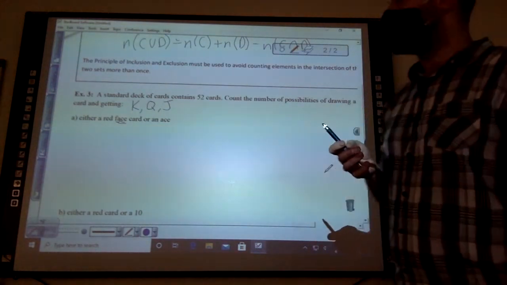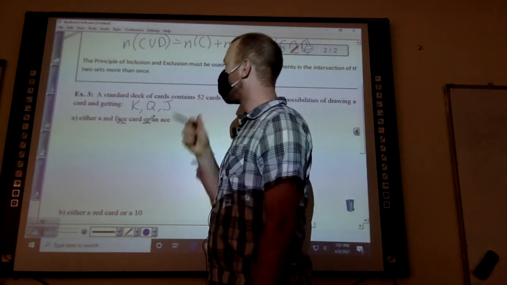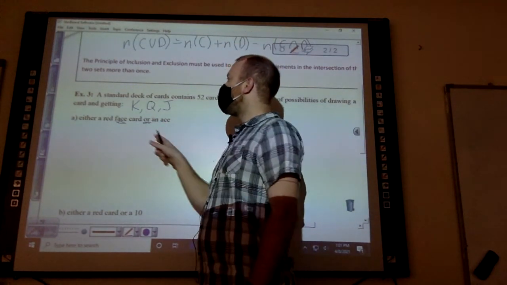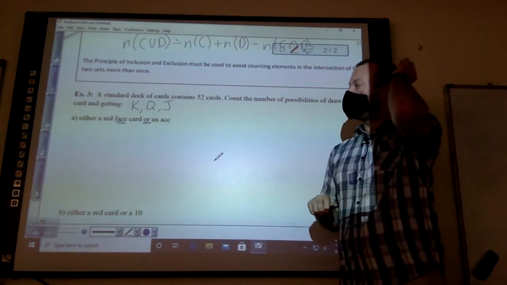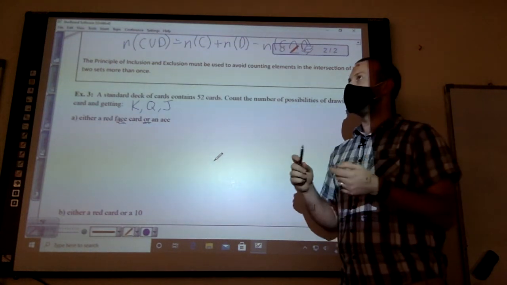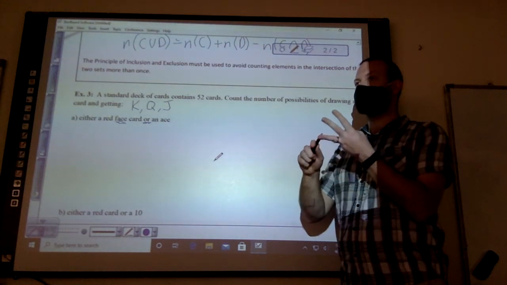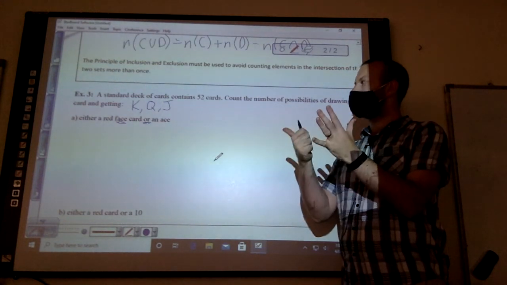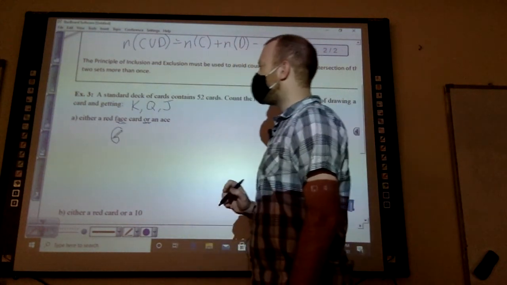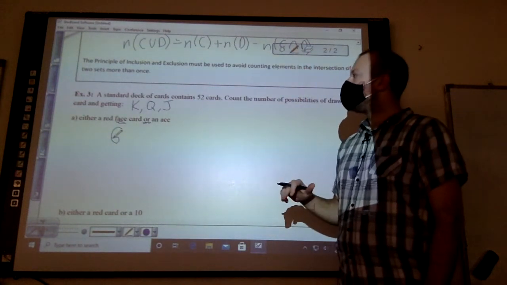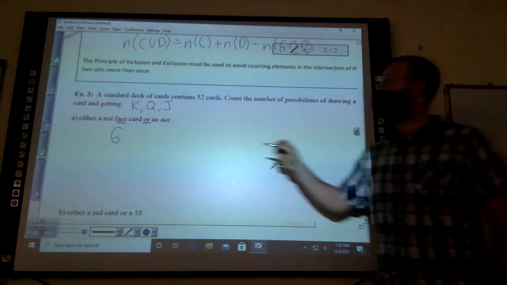So if we want to figure this out, I've got two options. Notice here, it's or. So let's think about this. How many red face cards are there? That's what we need to first think of. I've got the king, queen, jack of hearts, and I've got the king, queen, jack of diamonds. So I've got 6 different red face cards. And how many aces are in a deck of cards? There's going to be 4, 1 from each suit.